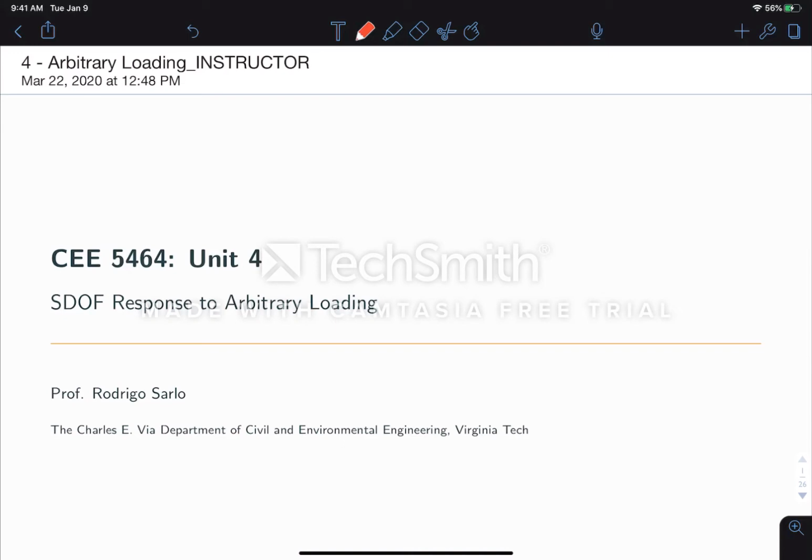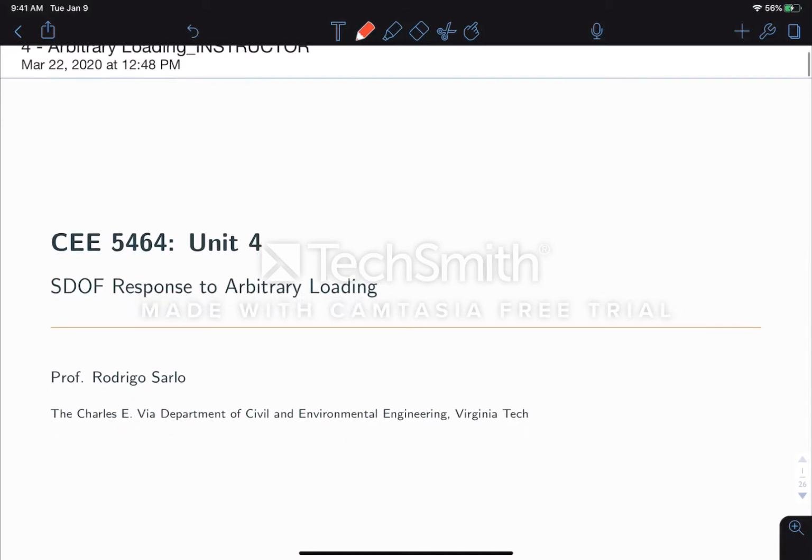Alright, so welcome to Unit 4. In this video, we'll be talking about single degree of freedom responses to arbitrary loading. Now, if we recall back to the previous unit, that unit focused primarily on sinusoidal inputs or harmonic loading, and the analysis was mainly restricted to the frequency domain and steady state, right?